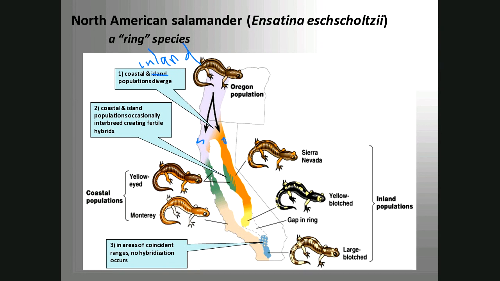All right, as we move about halfway down, so we're in this area about right here, the coastal and the inland populations occasionally come into contact with one another. They occasionally interbreed, and when they do, they produce fertile hybrids. So the yellow-bellied coastal population and the Sierra Nevada inland population, these two organisms right here, if they were to meet somewhere in the middle there, they would produce fertile hybrids. So let me ask you a question. Does that mean the yellow-eyed and the Sierra Nevada are two separate species, or are they one, based on that evidence of producing fertile offspring?